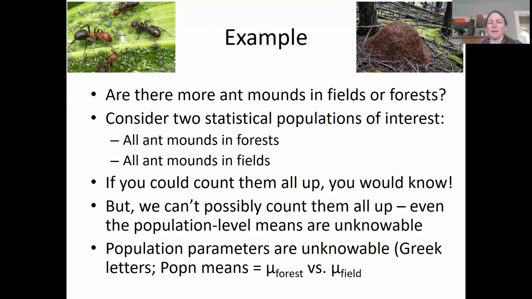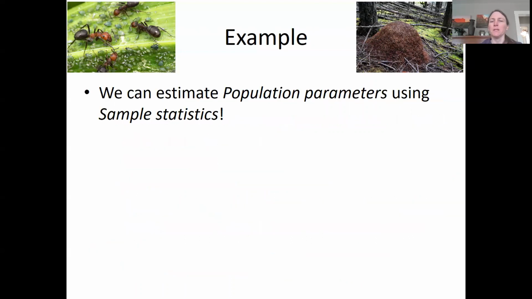Okay, so we use Greek letters to talk about what are called population parameters, and all population parameters are unknowable. And so we use the Greek letter mu to talk about the population means in the forest versus the population means in the field. The cool thing about population level parameters is that we can estimate them using sample statistics, okay? And we denote statistics with Roman letters.